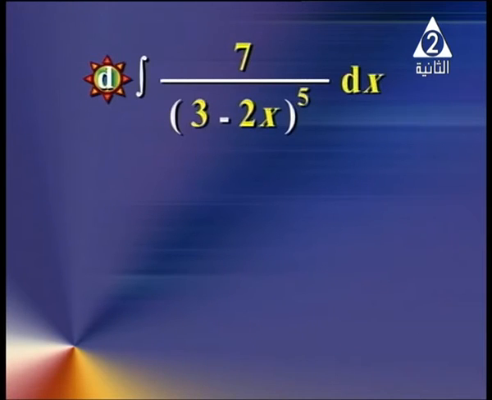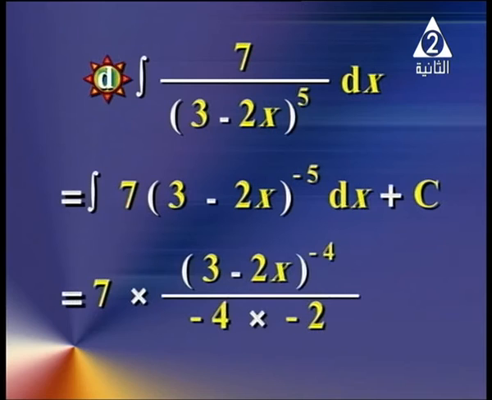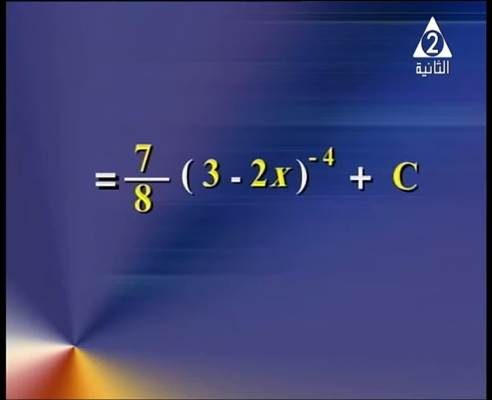Integration of 7 over (3 minus 2x) to the power 5 dx. This is 3 minus 2x to the power negative 5. Then integration of 7 multiplied by (3 minus 2x) to the power negative 5 dx is 7 multiplied by (3 minus 2x) to the power negative 4 over negative 4 multiplied by the coefficient of x, negative 2, plus c. The answer is 7 over 8 multiplied by (3 minus 2x) to the power negative 4 plus c.